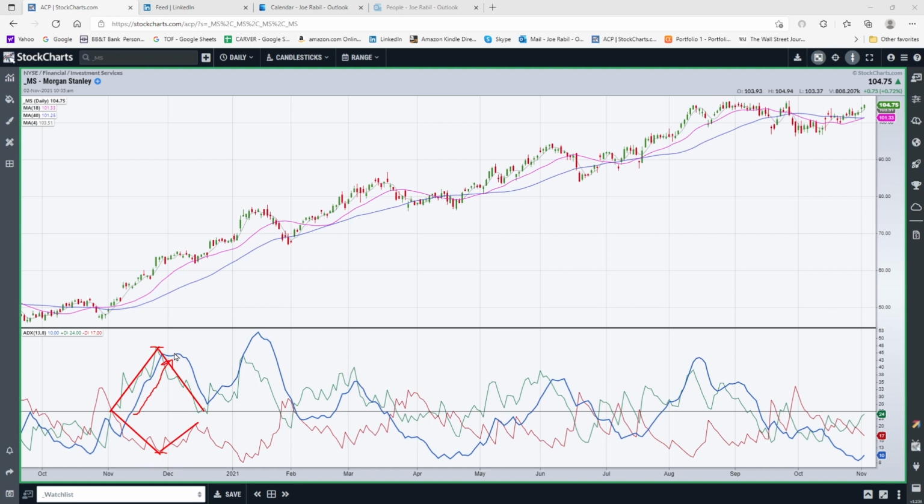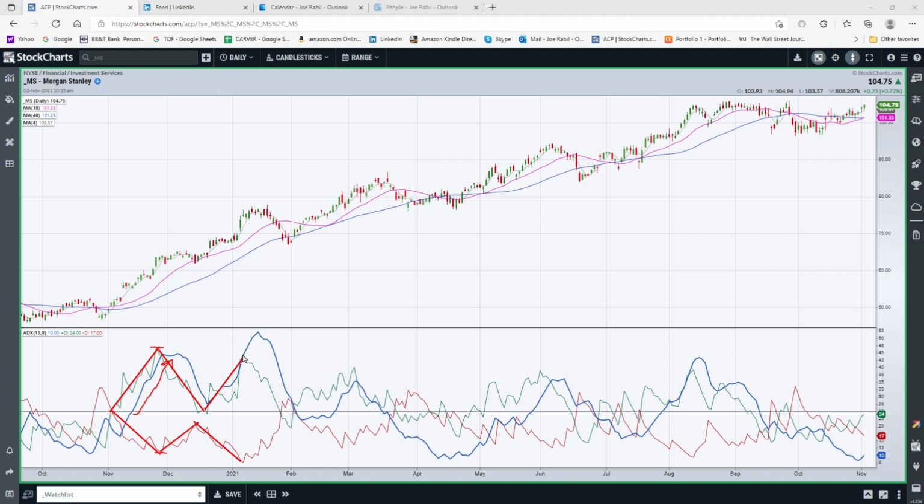And during this contraction phase, we see the line dropping. And then we go through another expansion phase here where the lines go apart again, and look at what the ADX line does. The blue line starts to rise.